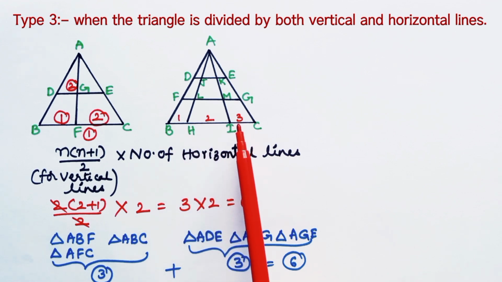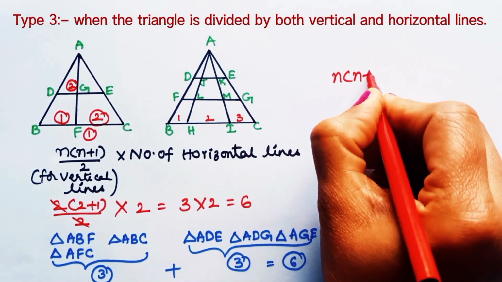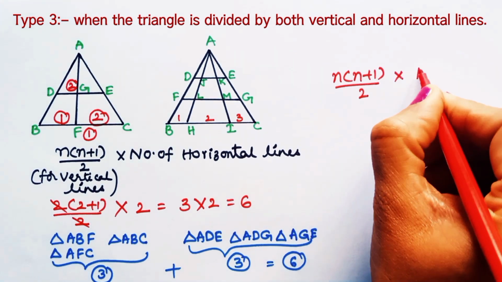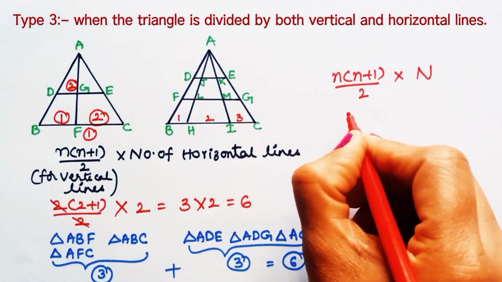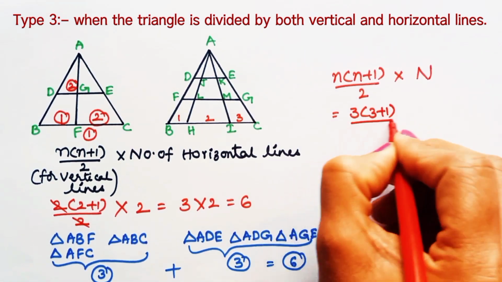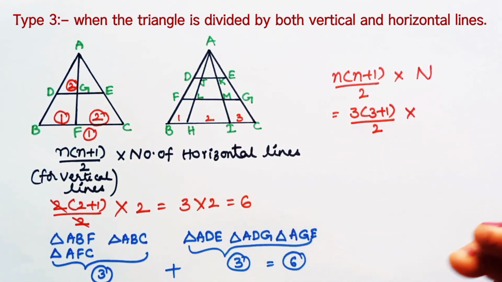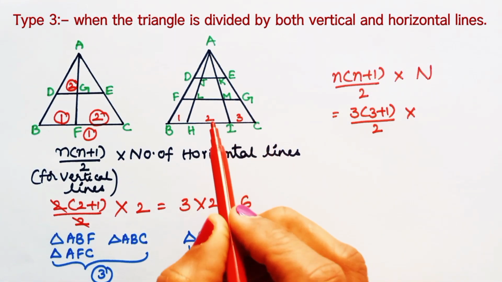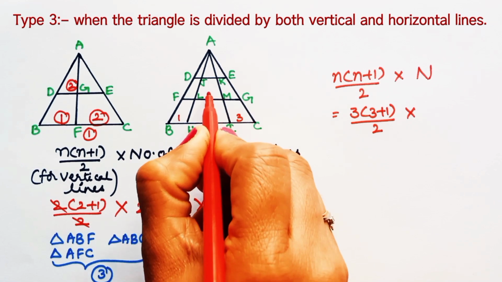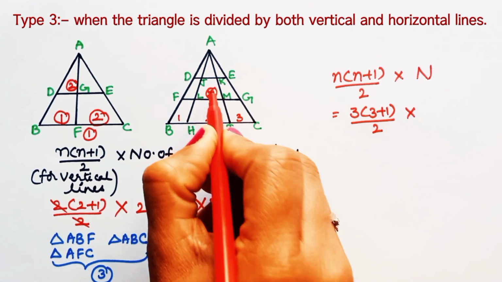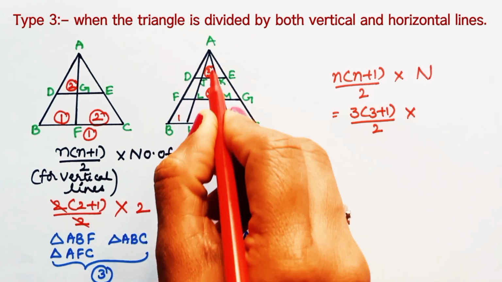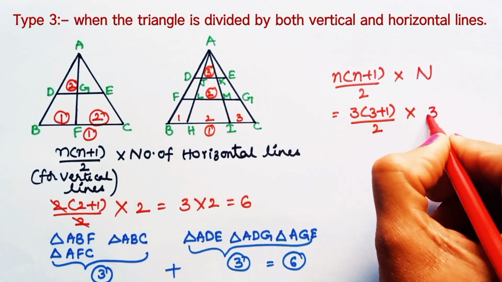There are 3 divisions: n into n plus 1 by 2 into number of horizontal lines, capital N, is equal to 3 into 3 plus 1 by 2 multiplied. How many number of horizontal lines are present? BC is the first horizontal line, FG is the second horizontal line and DE is the third horizontal line. There are 3 horizontal lines present in this given figure.